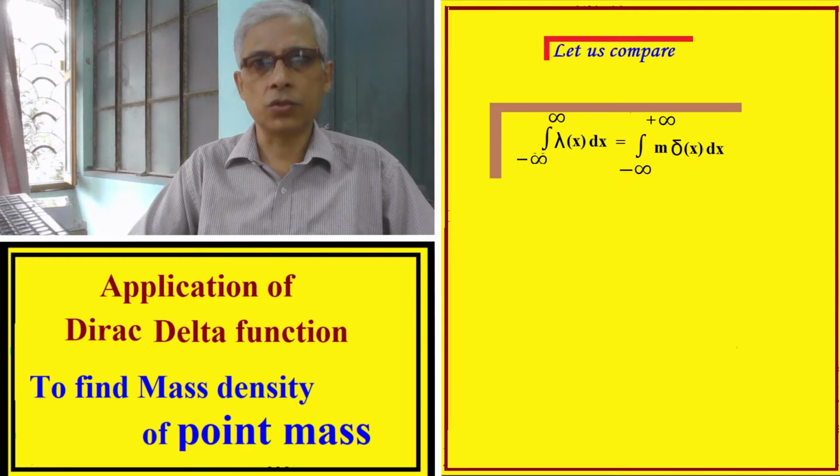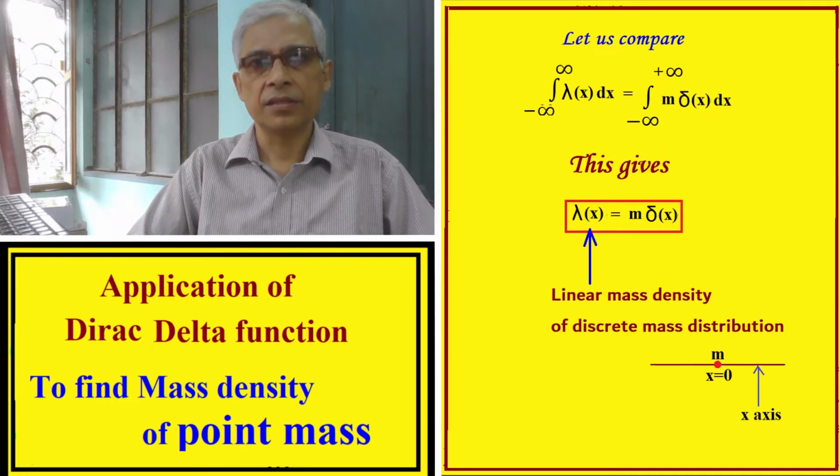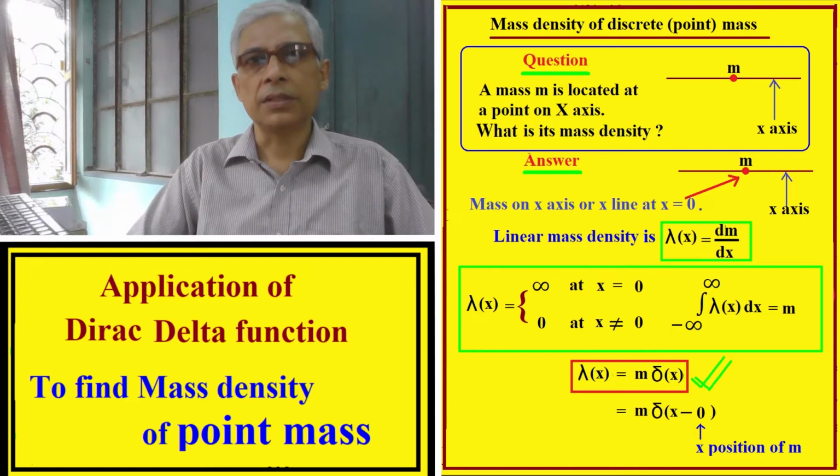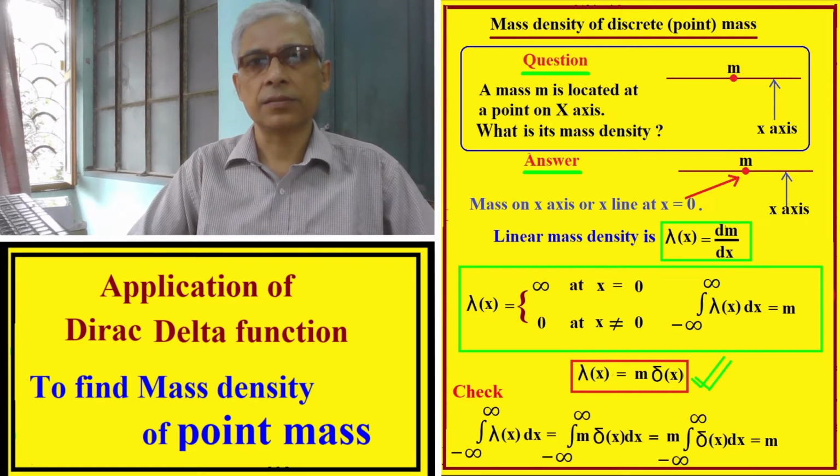Let us thus compare the two integrals, the left one carrying the linear mass density lambda of x as the integrand, while the right integral has m into the Dirac delta function as its integrand. This gives the expression of the linear mass density, which is mass m times the Dirac delta function of x. So we have solved the problem. The linear mass density of a discrete point mass will be the mass times the Dirac delta of x minus its x position, which is 0 for the mass considered.